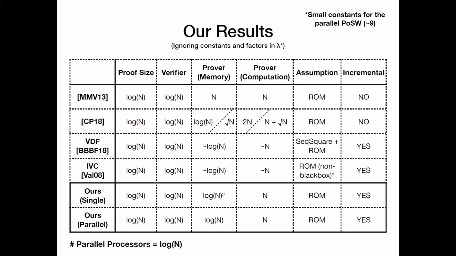Our second construction removes this square from the prover memory, but it requires some parallelism from the prover, and we can bound the number of parallel processors to log n, which is a reasonable assumption. I'll talk more about that later. And as a bonus feature, both constructions are incremental, both are practically efficient, and they are based only on random oracles.